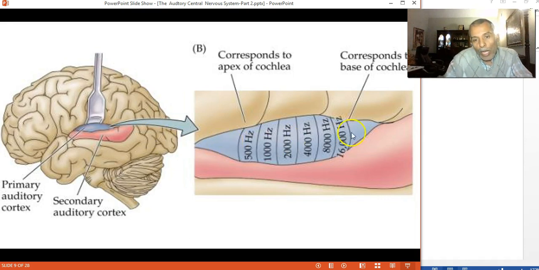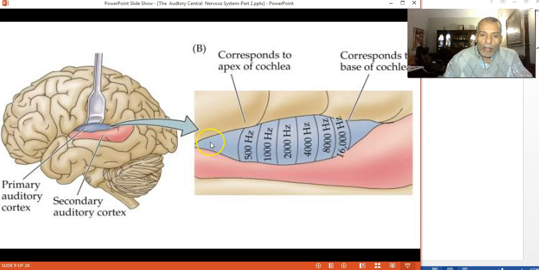So this blue area, the primary auditory cortex, that is the core area of the auditory cortex. And the other piece here, the pink area, we call it the belt area that is surrounding the core area. So the whole thing here, the blue and the pink, are the auditory cortex. We call it the primary auditory cortex. But the central piece of it, the blue area that has the map, is the core area. And then the other part is the belt area.